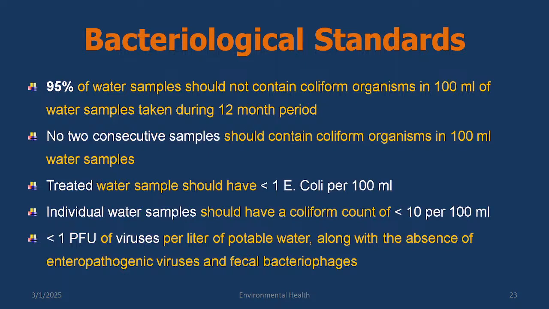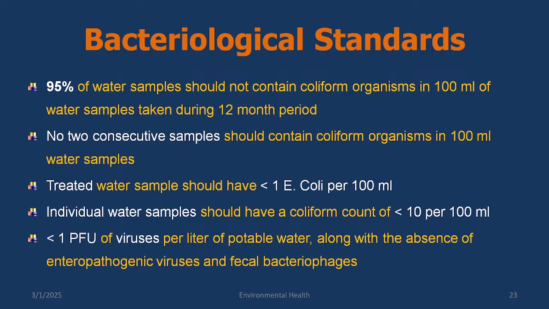And what are those? So 95% of the water should not contain coliform organisms in 100 ml. So when we do the water testing and it goes to the lab, throughout the year this testing should happen, and if it is taken maybe every month, out of 12 samples, 95% of those samples should not have any coliform organism. Coliforms can be very easily tested by MacConkey agar or similar media. And not only that, not two consecutive samples. Even if there was one, the next sample should not have coliform, right?